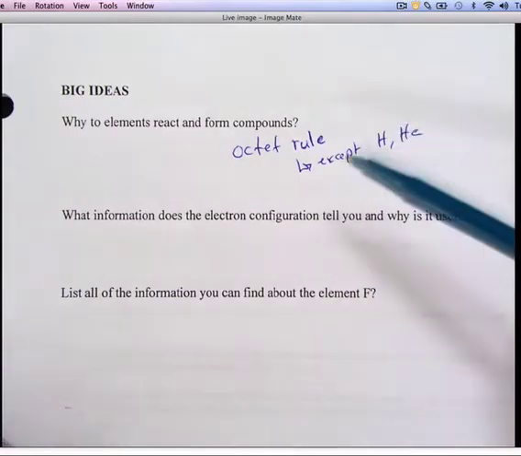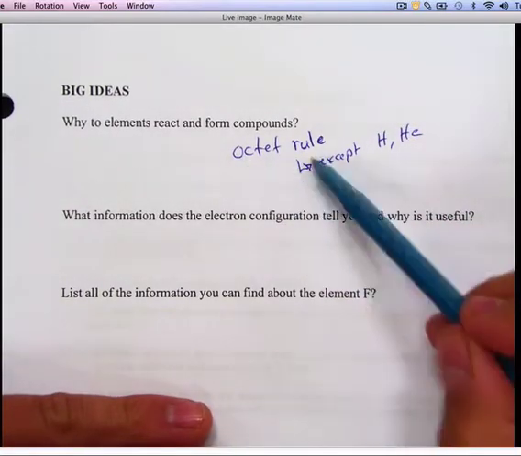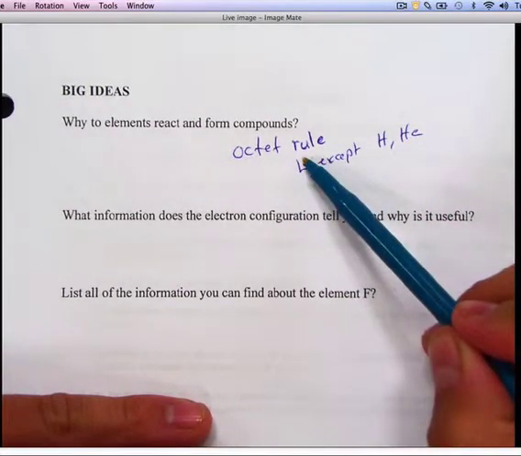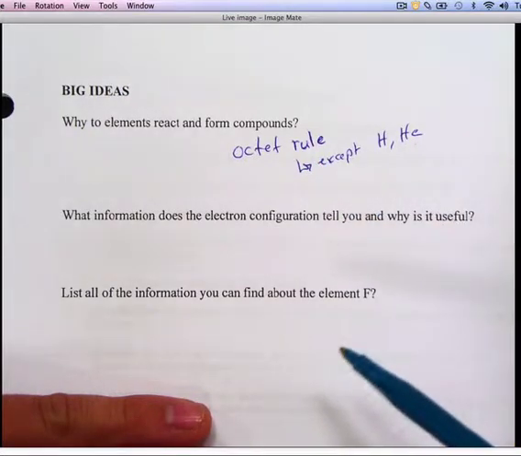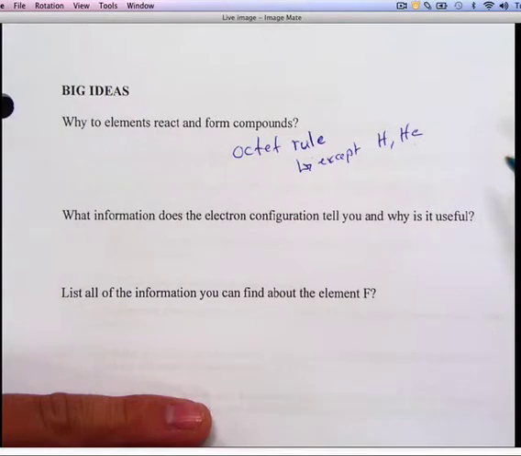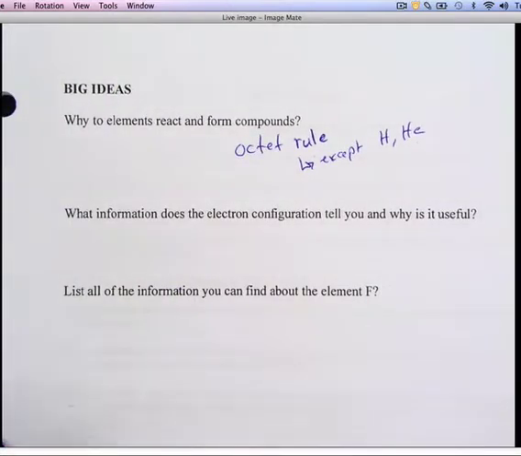So why do elements react? The basic reason is the octet rule drives it, which means they want to get 8 electrons in their valence shell. And the only exceptions to that rule would be hydrogen and helium. They only want to get 2. And remember, when elements react to form compounds or other molecules, they react on the electron level, not on any other level, on the electrons.